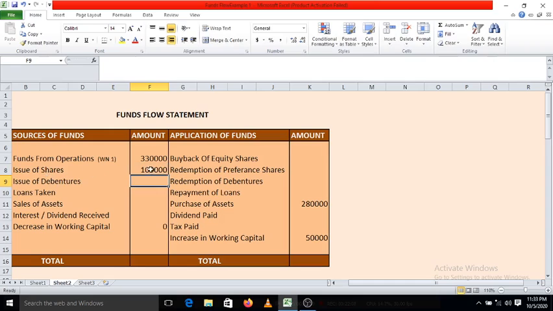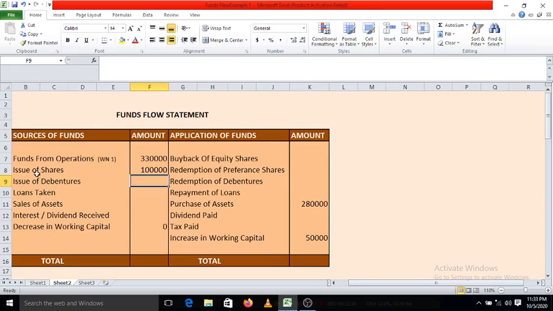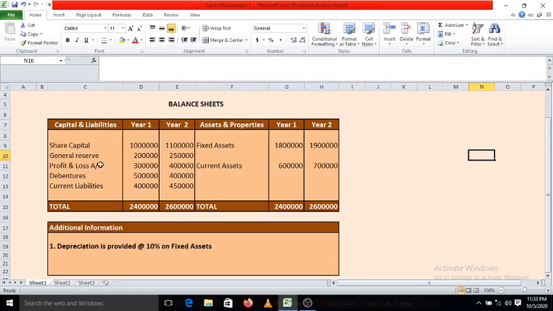I hope you understood this one, as share capital has increased by rupees 1 lakh. First year it was 10 lakhs, second year 11 lakhs, so it is increased by 1 lakh. Increase in share capital means company has issued additional shares of rupees 1 lakh during the year. So issue of shares is an application. So for this I have written in the application, issue of shares. Now check out the next item.